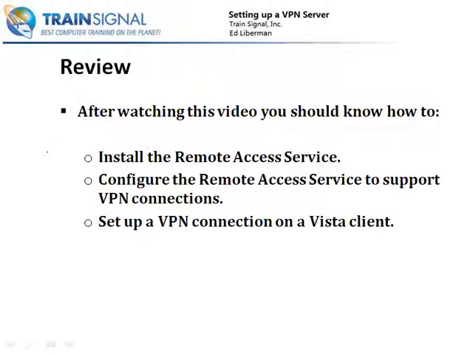Alright, well, that's how you set up a VPN server. At this point, you should know how to follow some really simple wizards. Now, you should know how to install the remote access service, which is really a role service included within the network policy and access services role. You should know how to configure the remote access service to support VPN connections. And this is really where the wizard does everything for you, but you also should know how to manually go in and alter the number of ports, alter the authentication that we're going to support, know how to set up DHCP options and set up the relay agent.